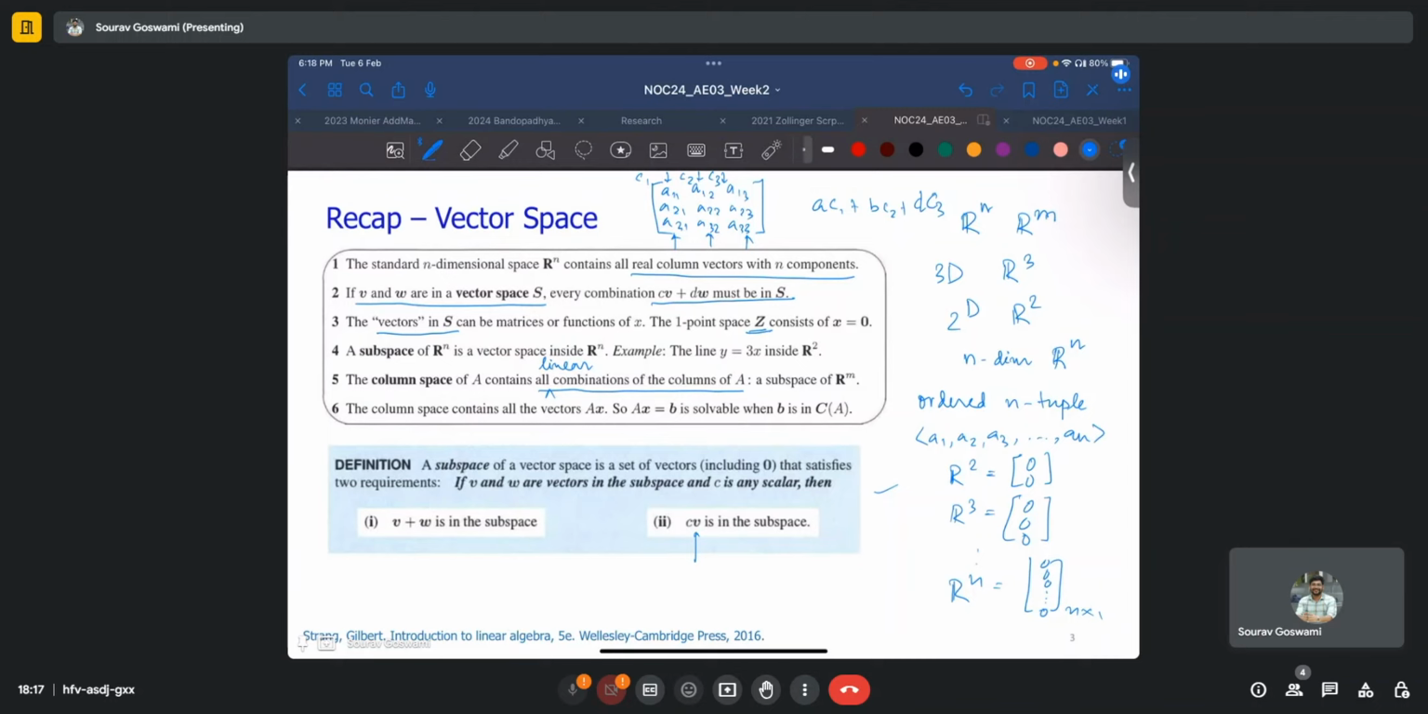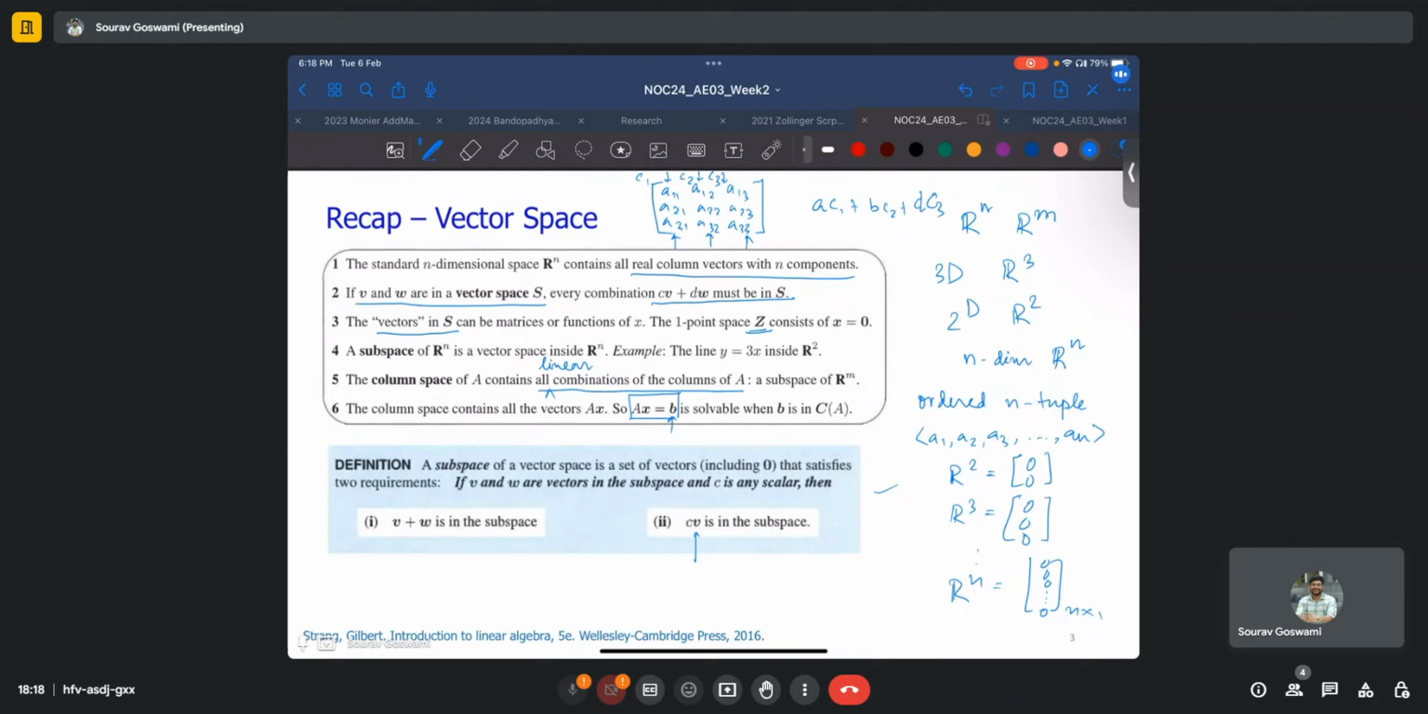Again, the column space contains all the vectors Ax such that Ax equals b is solvable when b is in the column space of A. This is another important concept to remember when we are trying to solve these linear systems: the system Ax equals b will have a solution in the very first place only when the right hand side vector b lies in the column space of A. Should b not lie in the column space of A, then the system will not have any solutions.